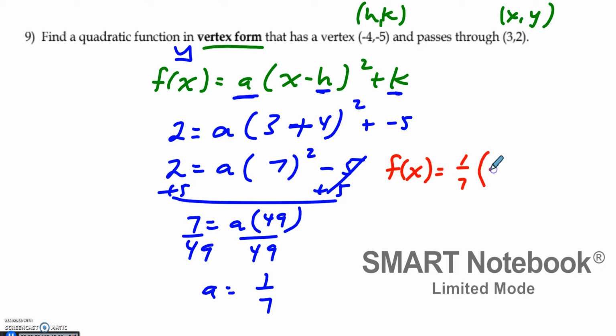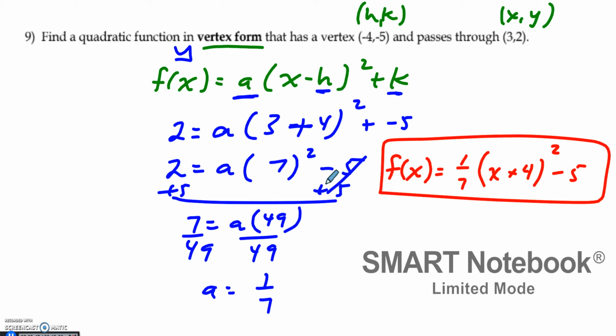1/7 is a. The vertex is x minus h, which is x minus negative 4, which becomes x plus 4, squared. And then the k is minus 5. And so if I write this a little bit more neatly here, the vertex form of this parabola is this. So again, the goal is to know this green equation, find a, plug everything back in, and by everything, the most important items are the a and the vertex.